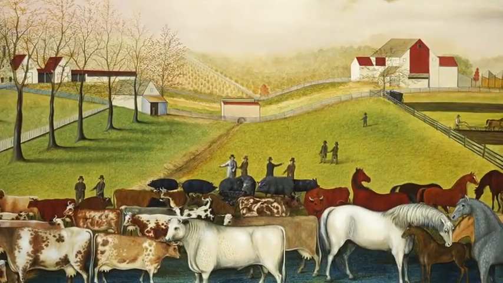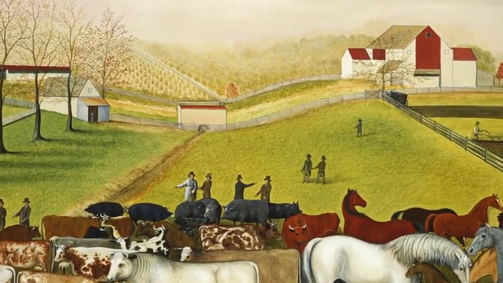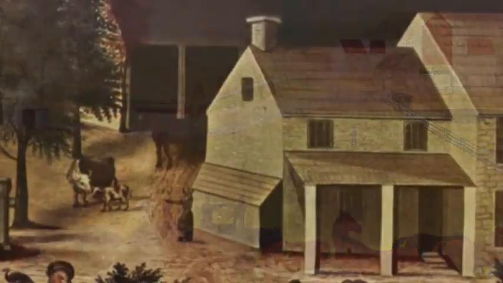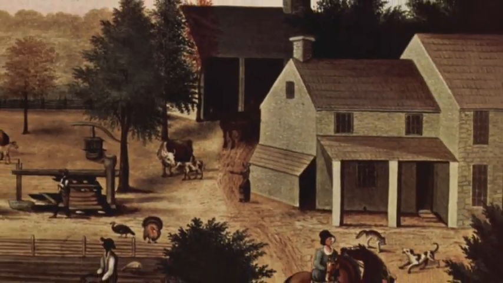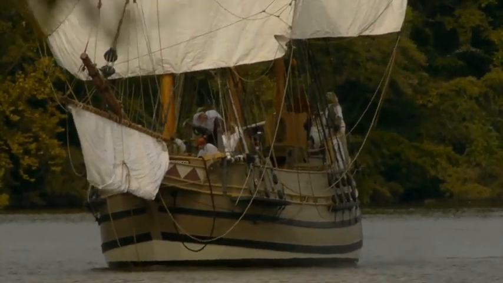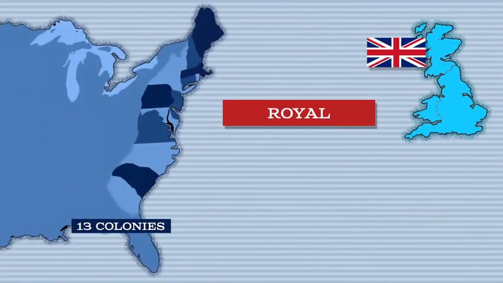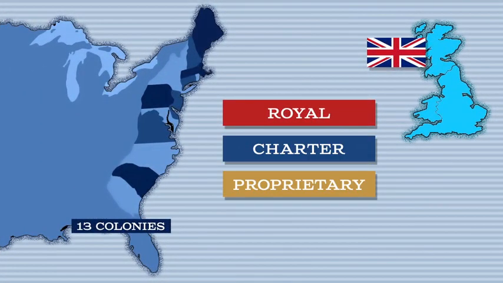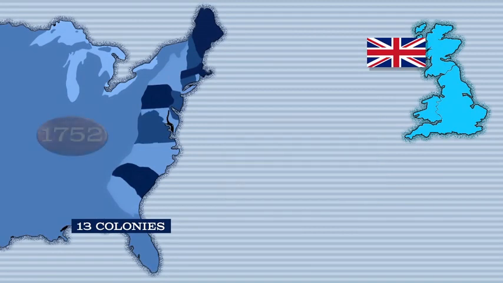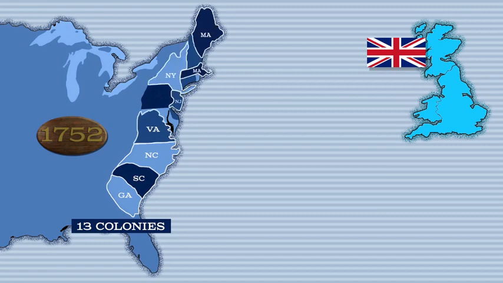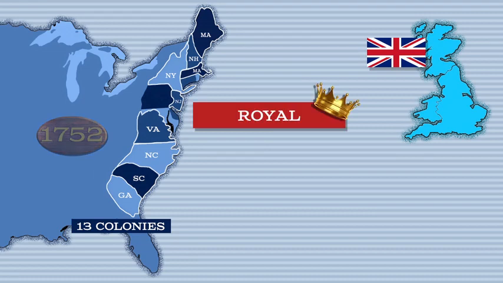During the time period from 1750 through the early 1760s, before the American Revolution, and before the 13 colonies came together to form the United States, each colony's government was formed according to one of three different legal models: royal, charter, and proprietary colonies. By 1752, the colonies of Georgia, South Carolina, North Carolina, Virginia, New Jersey, New York, Massachusetts, and New Hampshire were royal or crown colonies.